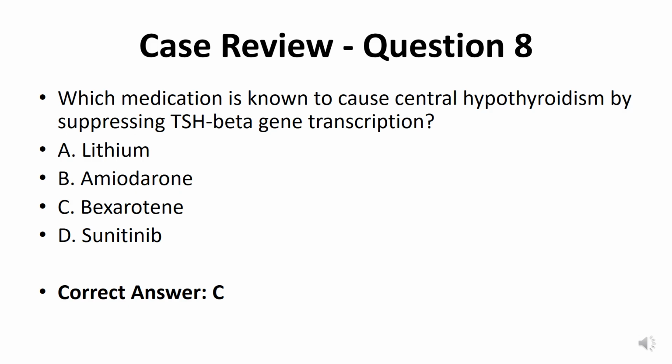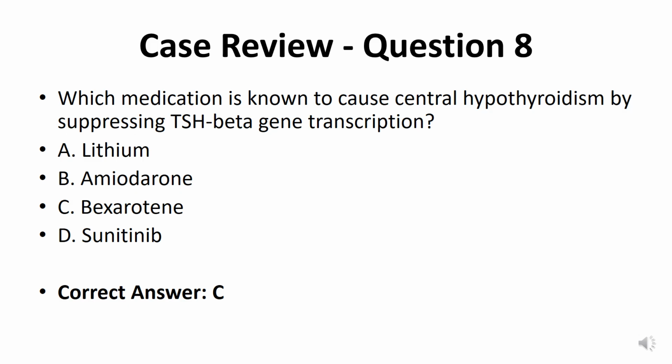In central hypothyroidism, the problem originates in the pituitary gland or hypothalamus rather than the thyroid itself. As a result, TSH production becomes inadequate, and the thyroid gland does not receive enough stimulation to produce normal T4 and T3 levels. Bexarotene is a medication well known for causing this exact pattern. Bexarotene is a retinoid drug used primarily in certain cancers, especially cutaneous T-cell lymphoma. Its endocrine effect occurs at the level of the pituitary gland.